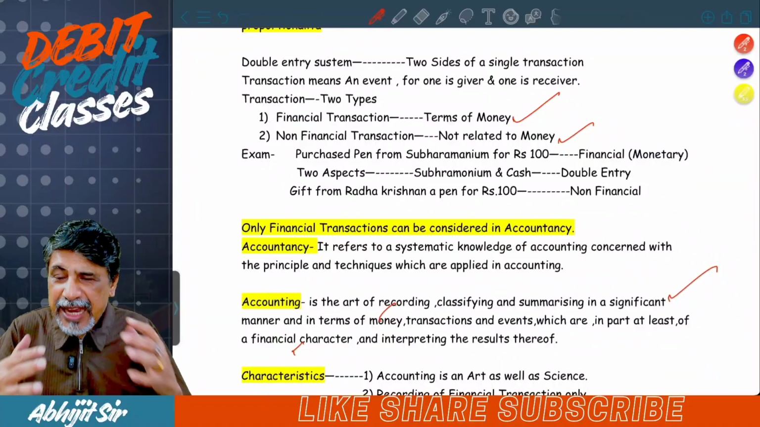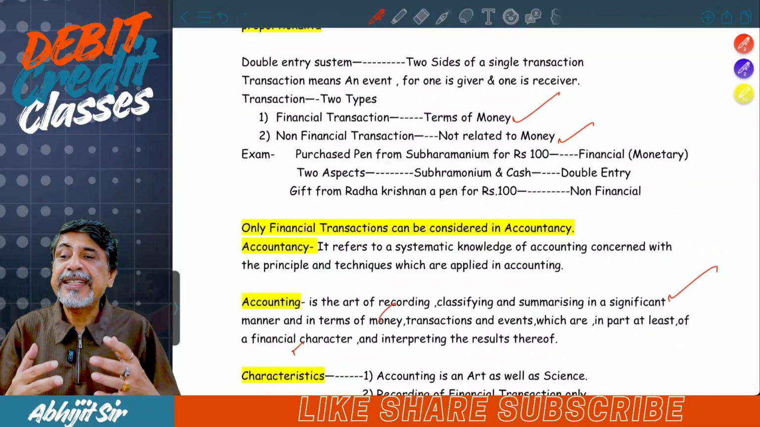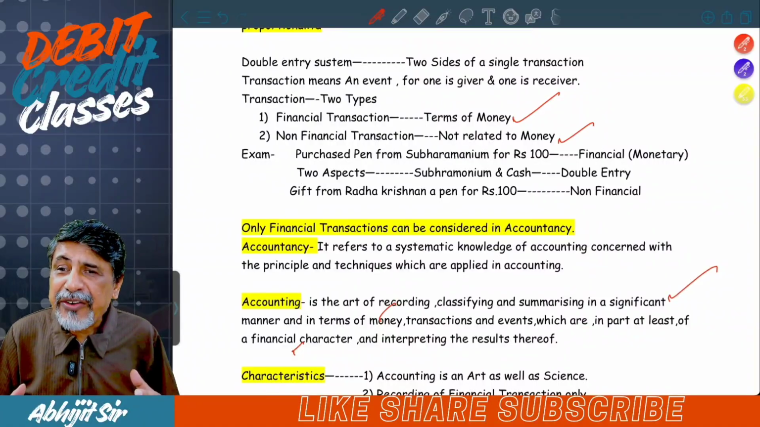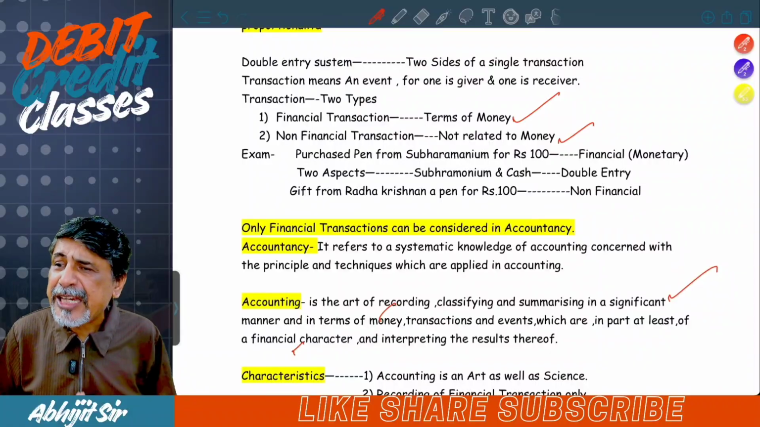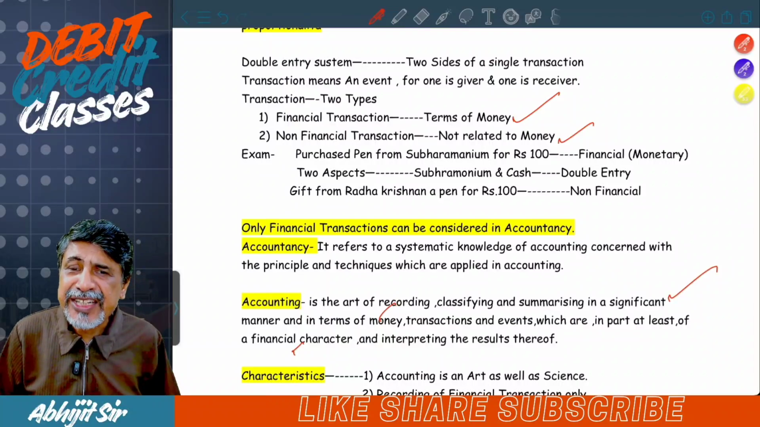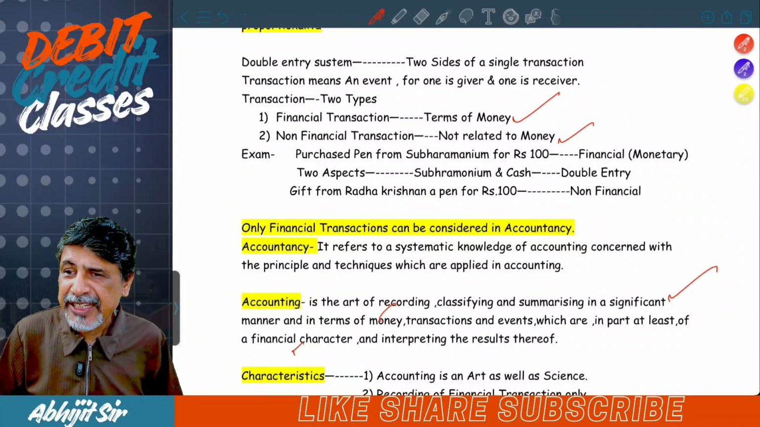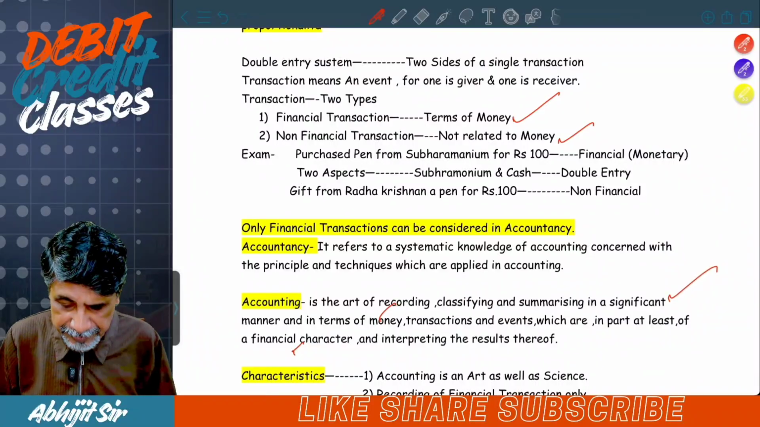Understand what is accountancy and what is accounting. Accountancy is a subject, and accounting is the art of recording, classifying, and summarizing in a significant manner and in terms of money transactions and events which are in part at least of financial character, and interpreting the results thereof.